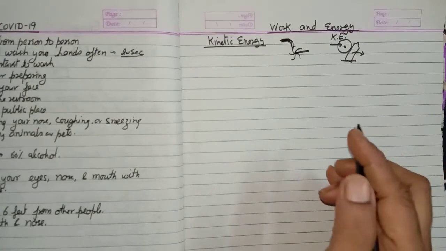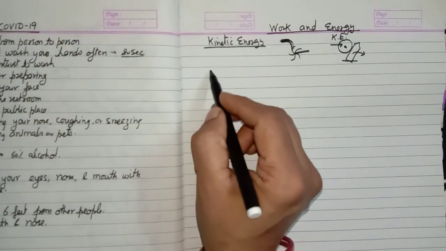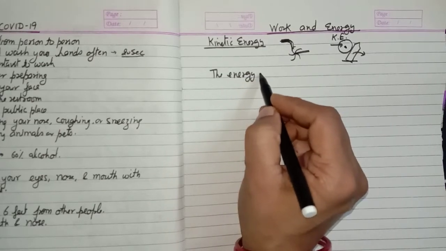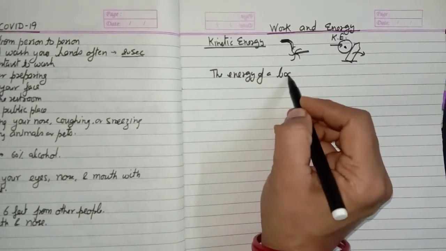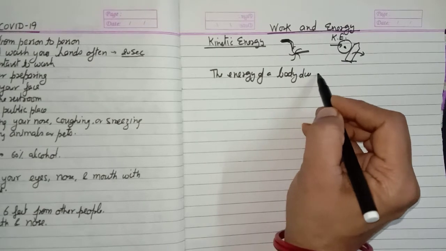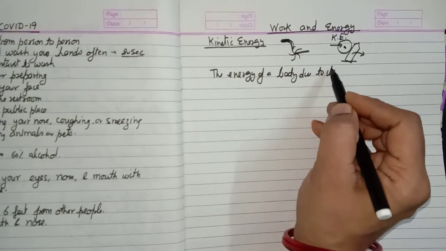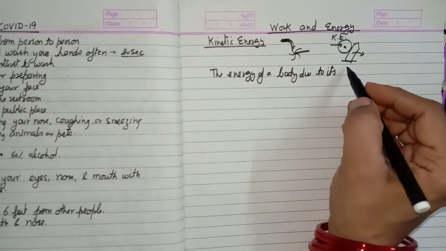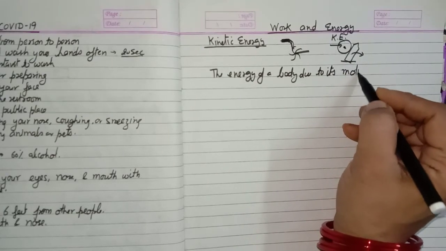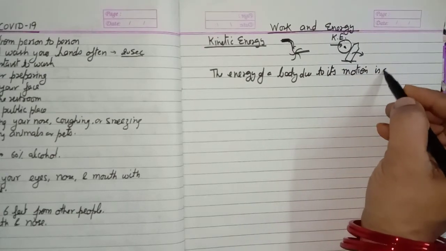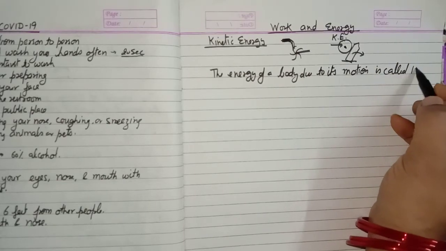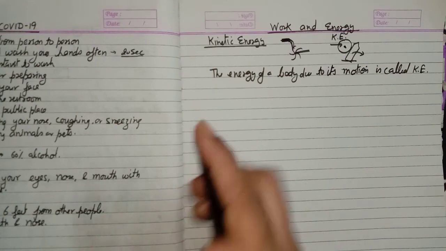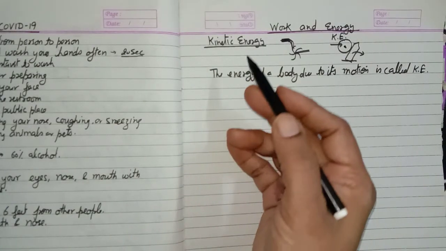So you can write the definition of kinetic energy: the energy of a body due to its motion is called kinetic energy. When you are moving, you also have energy, that is kinetic energy. Okay, this is kinetic energy. Now we are going to express the derivation for kinetic energy.